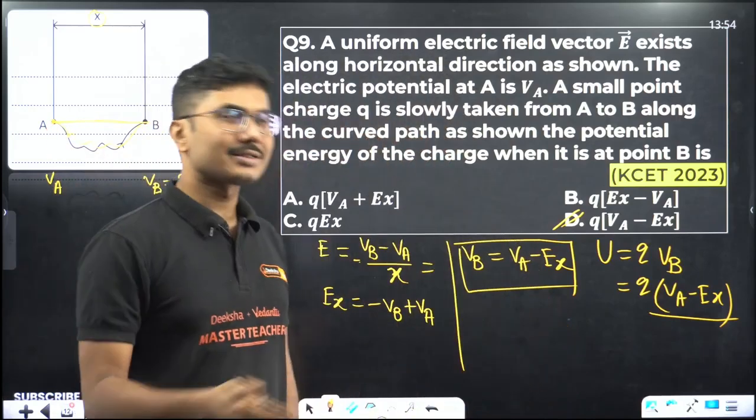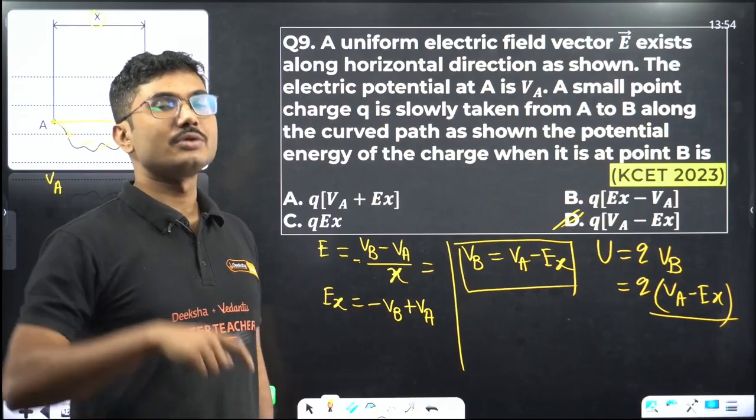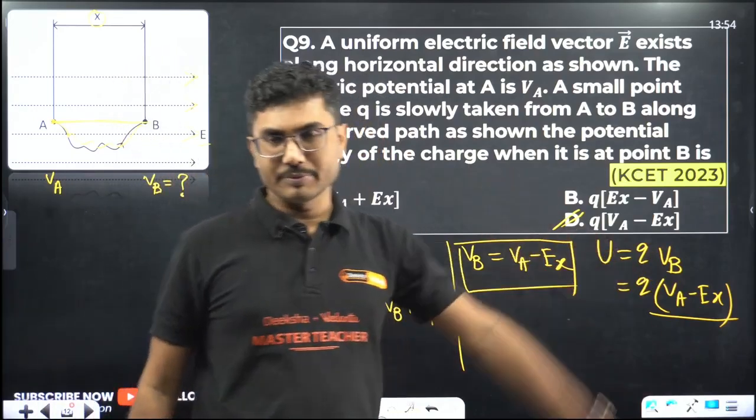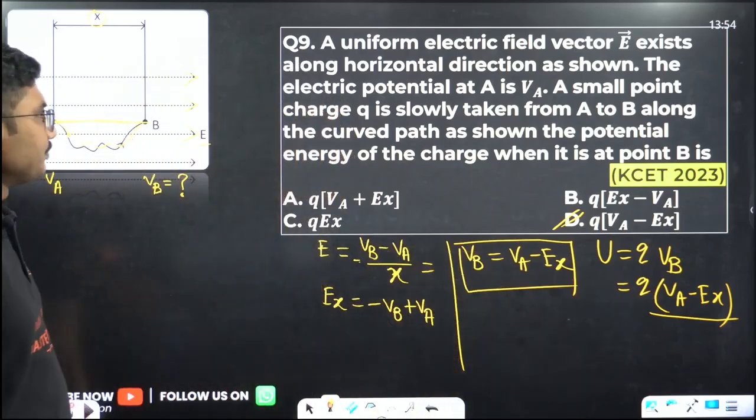They did not ask you the exact work required. They ask you the final energy. Final energy is q into the potential of that point. So that is the expression for final energy.